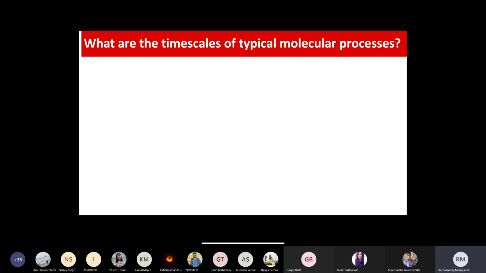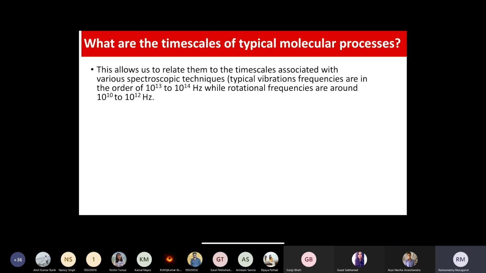What are the time scales that are typical of molecular processes? This is important because this allows us to relate them to timescales associated with various spectroscopic techniques. For example, typical vibrational frequencies are in the order of 10^13 to 10^14 hertz. You can convert this into centimeter inverse, you will understand it better. But to keep the uniformity in the units, I will be using only hertz everywhere in this lecture.